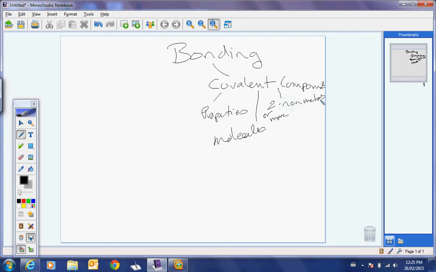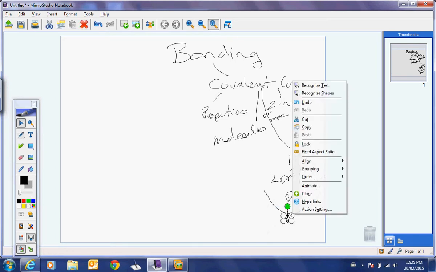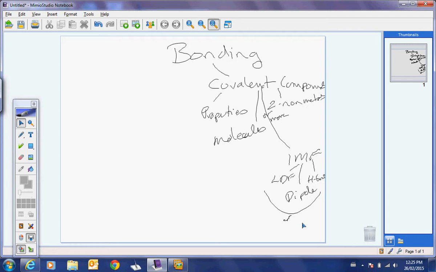What else did we learn? Intermolecular forces. Which are the three intermolecular forces that we have? London dispersion forces, dipole, and hydrogen bonding. Good. And what does that affect? Melting point and boiling point.